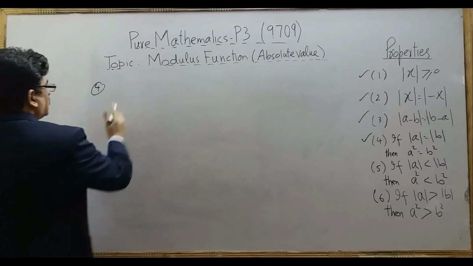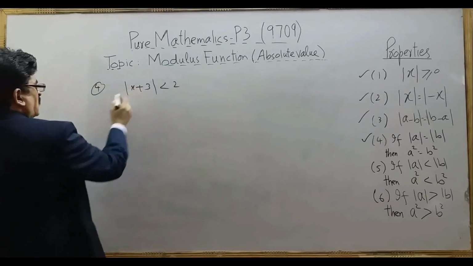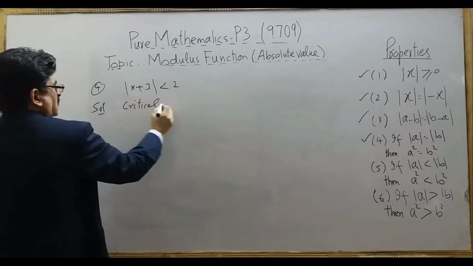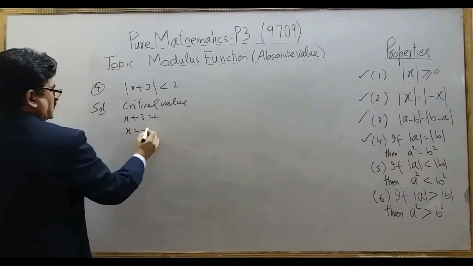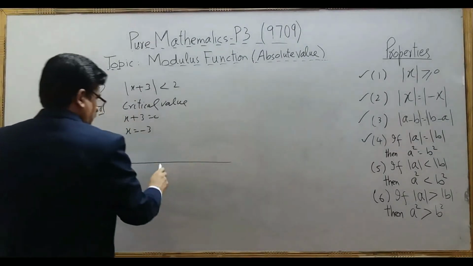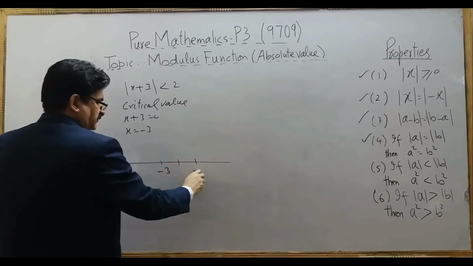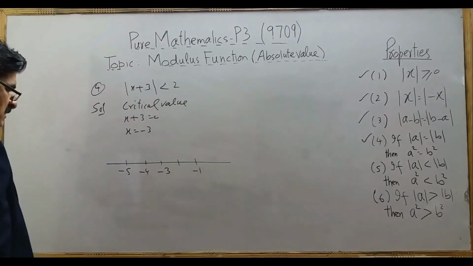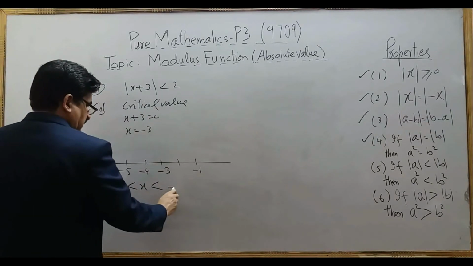Then we have the fourth example, |x plus 3| is less than 2. Now here see that the critical value is x equal to minus 3. So you take minus 3 on the number line. Now move 2 to the right: minus 2, minus 1. 2 to the left: minus 4, minus 5. So the answer will be minus 5 less than x is less than minus 1.